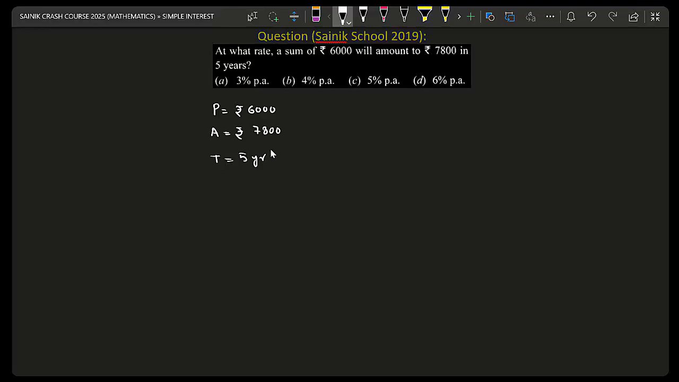Sir, we should solve using simple interest. Simple interest equals PTR by 100. Yes, I is equal to PTR by 100. But we don't know I. How to find I? When principal is there and amount is there, can we find the interest or not? Just you tell me the relation between principal, amount and interest. What is the relationship between them?